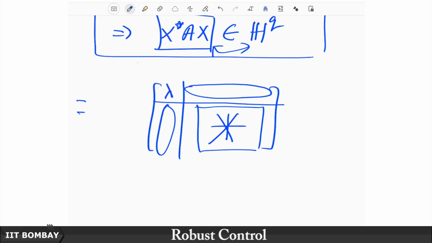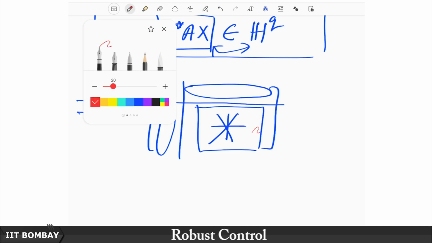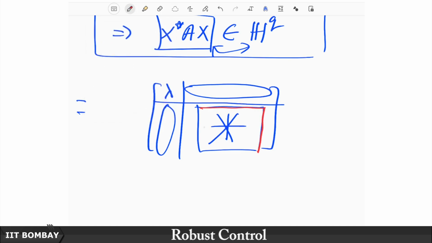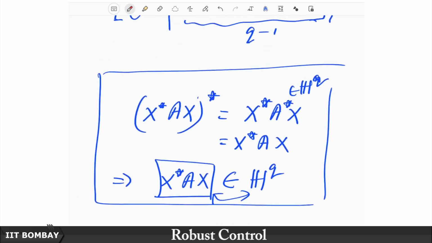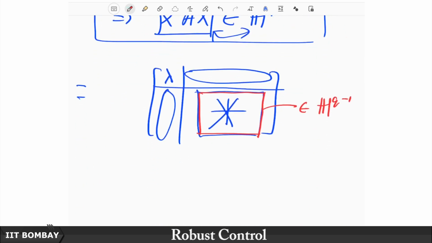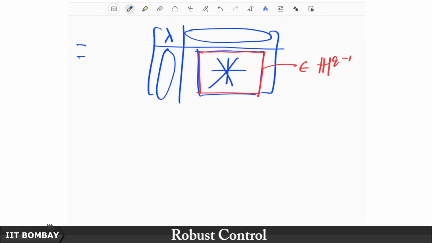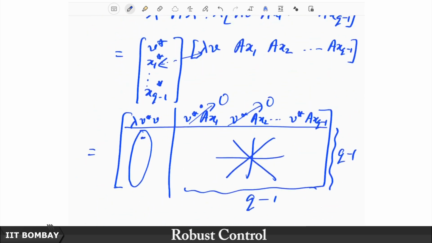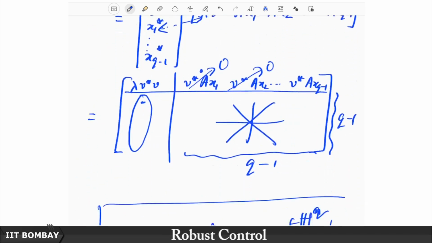So, this smaller part that I marked out here, this q minus 1 cross q minus 1 block, this had better belong to Hq minus 1, right. If it does not belong to the Hq minus 1, then this overall matrix of size q cross q will also not belong to Hq, but that is a clear contradiction, because I have shown you that this belongs to Hq, right. So, therefore, what we can now deduce is that, well, by hitting with this x star Ax, we get to this form.